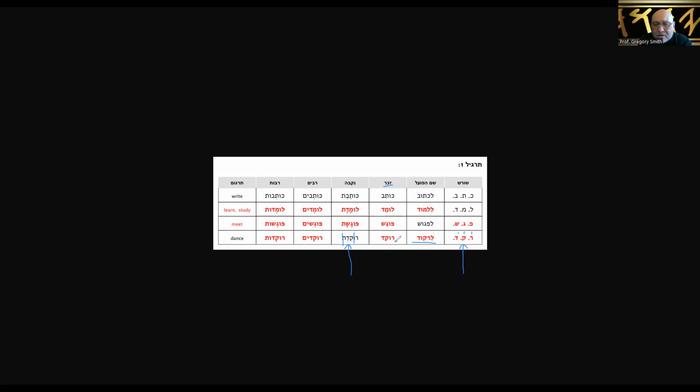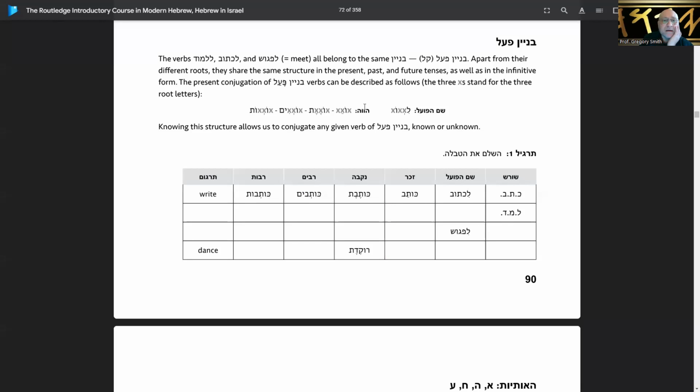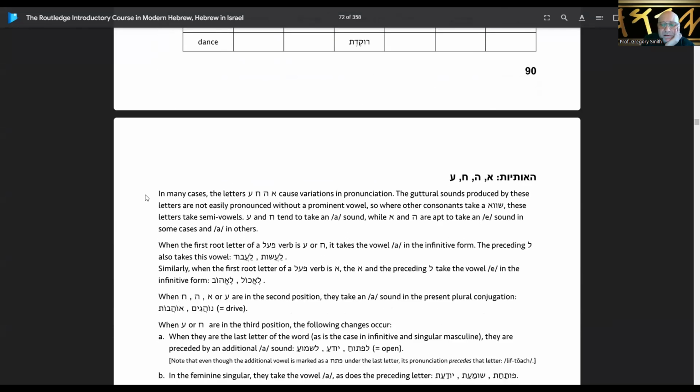Remember that pattern, Roked. So if you were to say Hu Roked, it means he is dancing. Now we've got Rokedet, they gave us that one. How about Anachnu Rokdim? We are dancing. How about Aten Rokdot? You all women are dancing. And so what is the Tirgum? What's the translation? There it is. Has something to do with dance. Okay, so that is Targil Aleph, Targil 1.